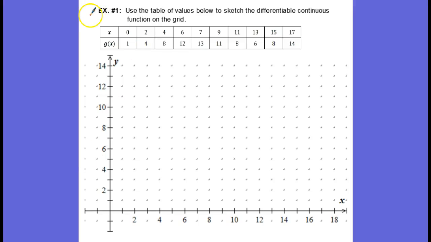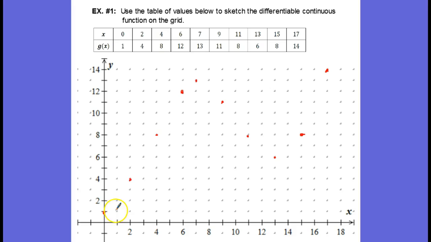Alright, in example 1, they want me to use the table of values below to sketch the differentiable continuous function on the grid. So we've got a number of ordered pairs here from this t-table, and let me take a minute and I will plot these ordered pairs, and then we'll see if we can sketch a smooth curve through it. Alright, so I've sketched my ordered pairs from the table, and the next thing that I'll need to do is to try to sketch a smooth curve through these points.